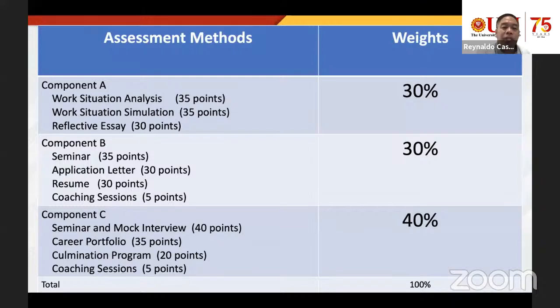No? Your component C, still under the external relations and our office, no, will have part two of our webinar, and that is 40 points of your grade. No, you will be required to submit a career portfolio. Please take note of that for our students today. You can take a screenshot of the slide, no, that I am showing on screen. No? There will be a culmination program. We're going to have a culmination program, and your participation in the activities of our culmination program accounts for 20 points. And again, another coaching session, that's 5 points.